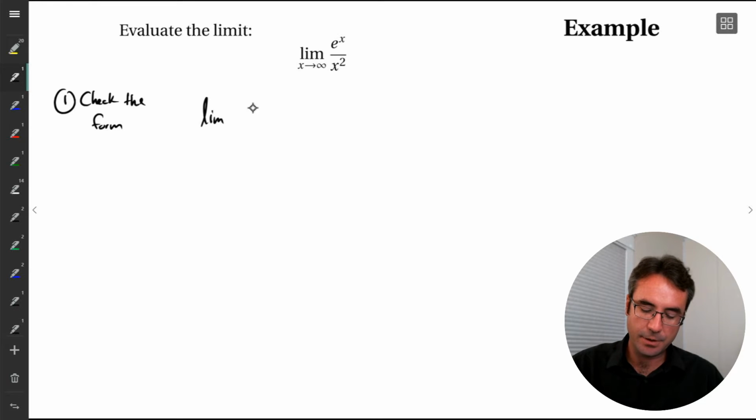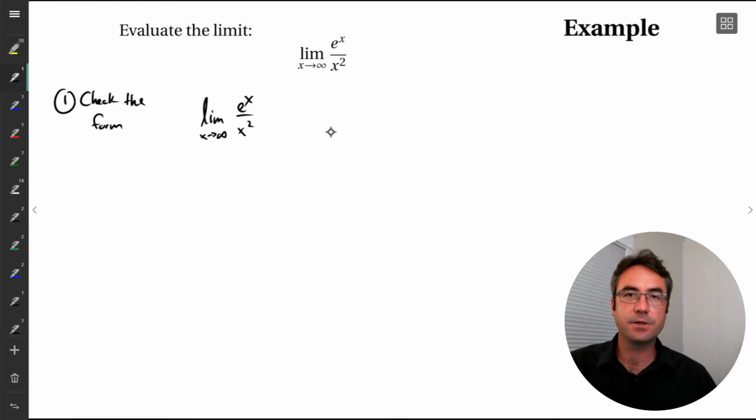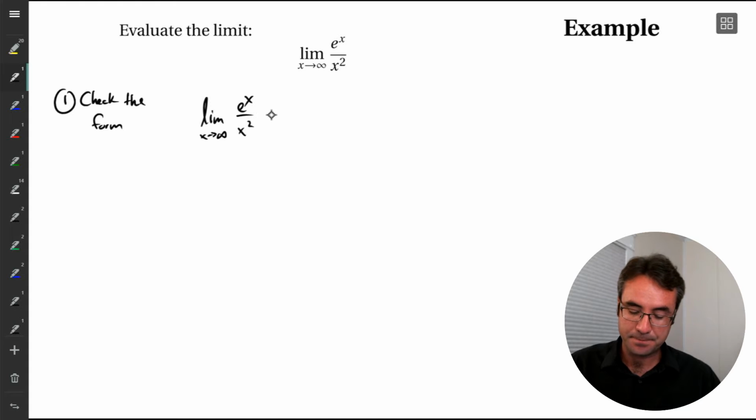All right, so we're going to do the limit of e raised to the power x over x squared as x goes to infinity. And let's look at what the term in the top is doing. So what is e raised to the power x doing? Well, x is getting really large positive, and e to the x then is also going to get really large positive. So the term in the top is going to infinity.